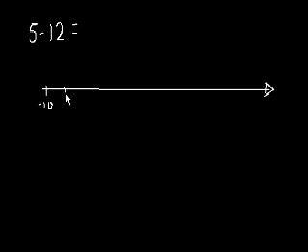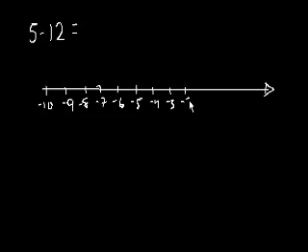So let me start with minus 10, minus 9, minus 8. I think I'm going to run out of space. Minus 7, minus 6, minus 5. I should have this pre-drawn. Minus 4, minus 3, minus 2, minus 1, 0, 1, 2, 3, 4. And we'll put 5 right here, and push this arrow out a little bit.